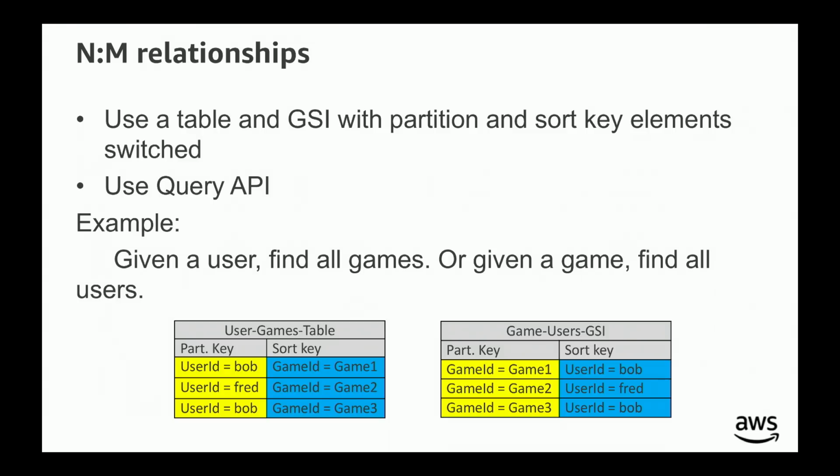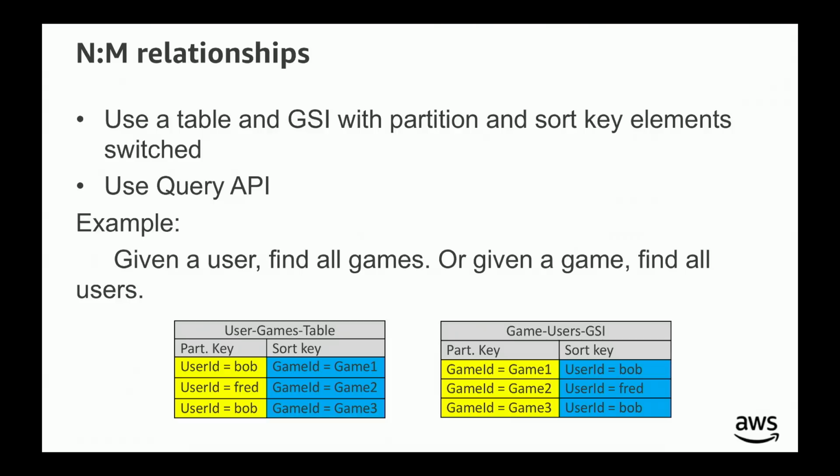You could also have a global secondary index on the table, in which case the partition key is the game ID and the sort key can be the user ID. Since the global secondary index gets automatically populated when you update the table, when you want to find all the games a given user played, you can query the primary table, the user games table. If you want to do a reverse lookup, given a game, finding all the users, you can query the global secondary index to get the data.